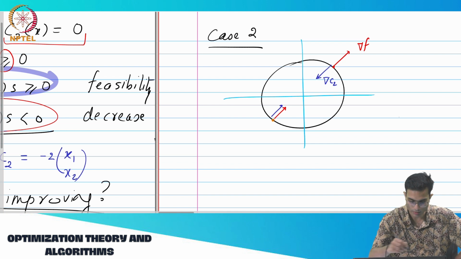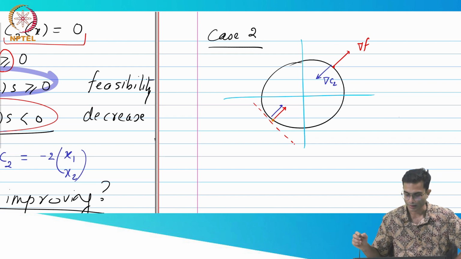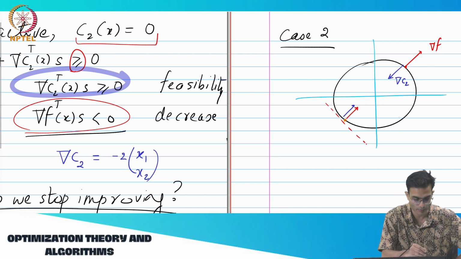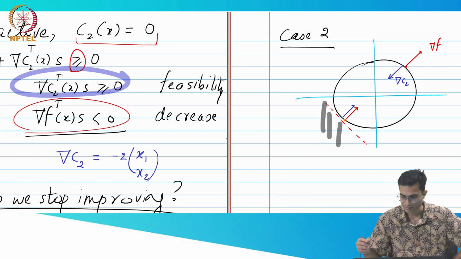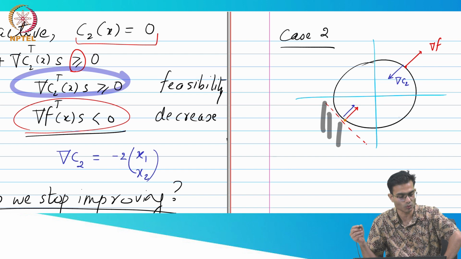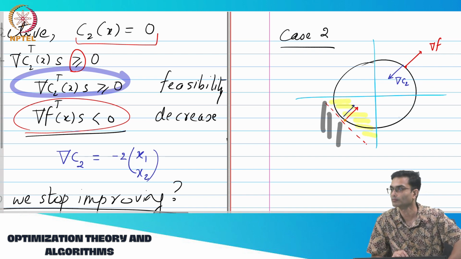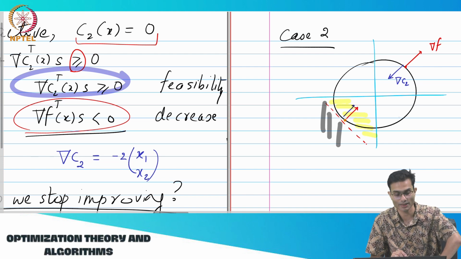Now let's look at this point over here. So grad f transpose S should be less than 0. That means, where am I? Here. Okay. Gray it is. And grad C2 transpose S should be greater than 0. That means, where am I? Here. Is there any intersection? There is no intersection. There is no intersection. The inequality is strict. Grad f transpose S is strictly less than 0. There is no intersection, right?